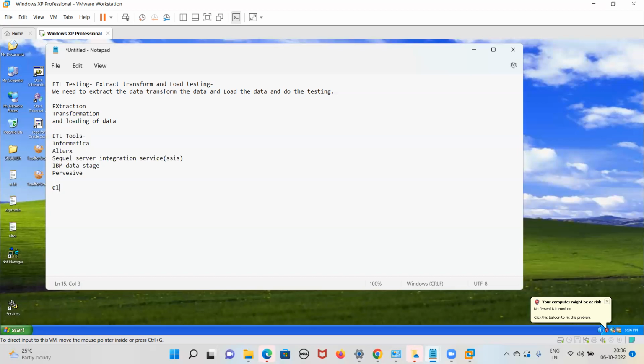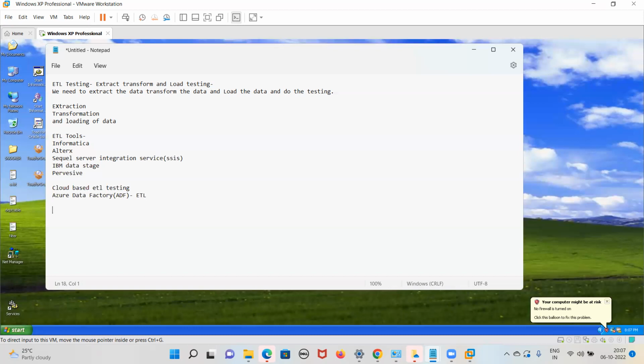And if we go to cloud-based ETL, there's something called as Azure Data Factory. In short form, we call it as ADF. So this is again an ETL tool. And the work of these ETL tools is to extract the data, transform the data, and load the data.